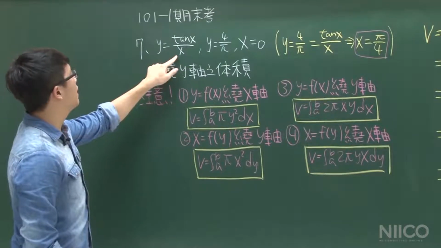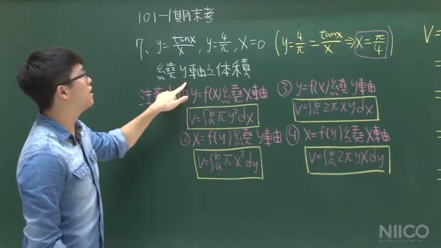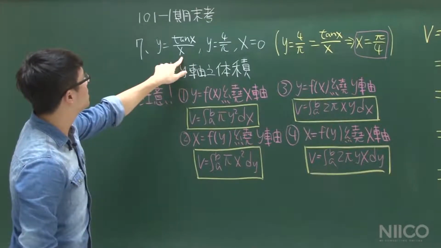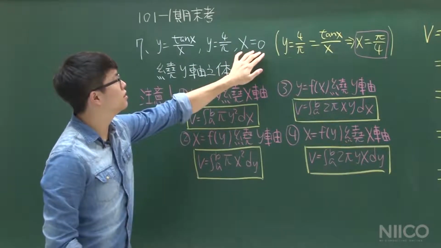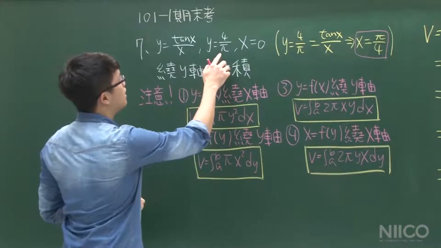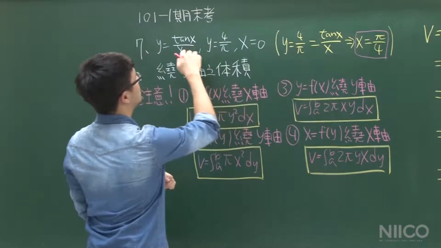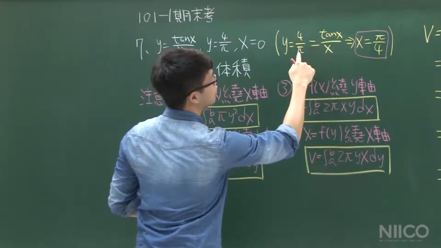Hello everyone, so in this problem, it's quite like problem number 6, where we're going to rotate an area along some axis. Now, we have this area defined by these three curves: x equals 0, y equals 4 over pi, and y equals tangent x divided by x. Now, we're going to calculate the volume defined by rotating this area along the y-axis.